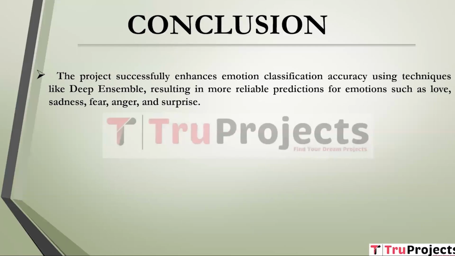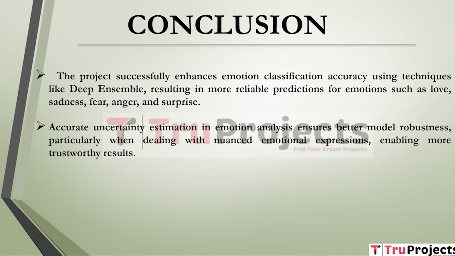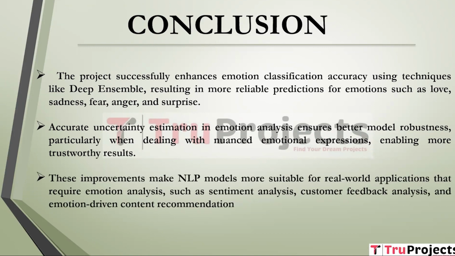The project successfully boosts the accuracy of emotion classification techniques, resulting in more dependable predictions for emotions like love, sadness, fear, anger and surprise. Accurate uncertainty estimation in emotion analysis strengthens the model's ability to handle subtle emotional nuances, ensuring more trustworthy outcomes. These enhancements render NLP models more practical for real-world applications requiring emotional analysis, including sentiment analysis, customer feedback assessment, and content recommendation based on emotions.